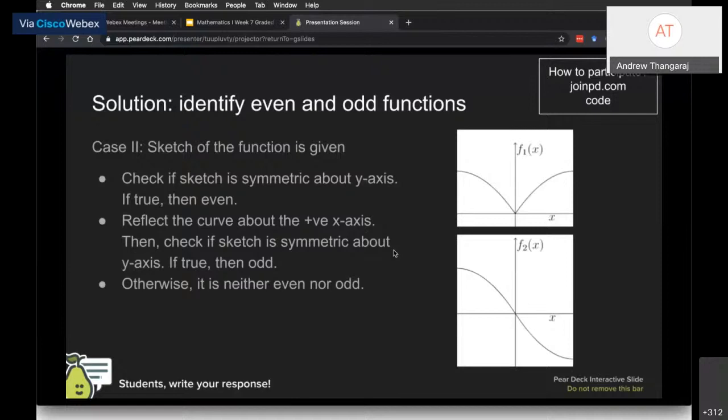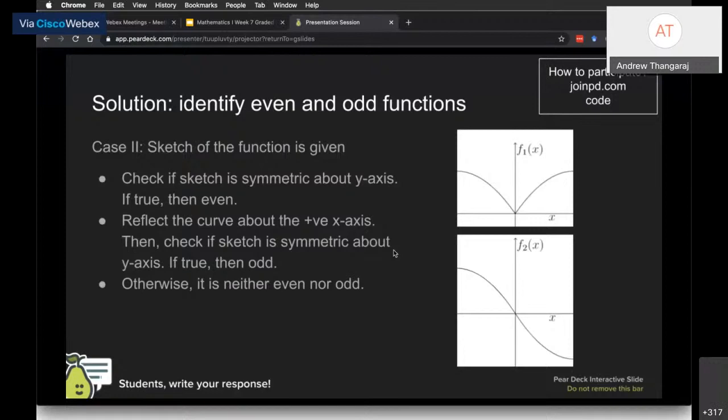So what is symmetric about the y-axis? You imagine a paper in which this function has been plotted and fold it about the y-axis. You keep the y-axis in one place and then you fold the paper about it. The y-axis is your edge. On that edge you fold it. If the two curves are going to coincide, it is symmetric about the y-axis and you have an even function. So if you notice f1 of x, if you take that paper and fold it with the y-axis as the edge, you will see the two curves will coincide. It becomes even.